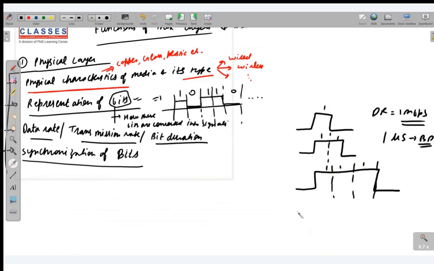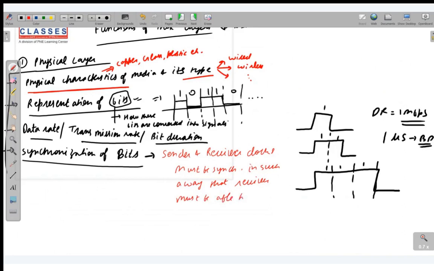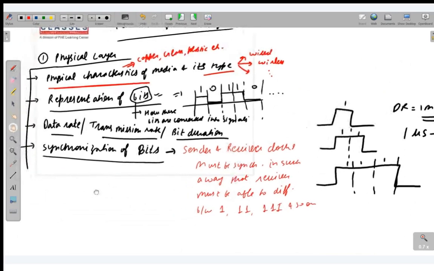So the sender and receiver clocks must be synchronized. Their clocks must be synchronized in such a way that the receiver is able to recognize the difference between a single one, double one, or triple one. Roughly, I have told you. So synchronization of bits, in one line, you can write like this: sender and receiver clocks must be synchronized in such a way that the receiver must be able to differentiate between one, double one, triple one, and so on. Okay, this is synchronization of bits.